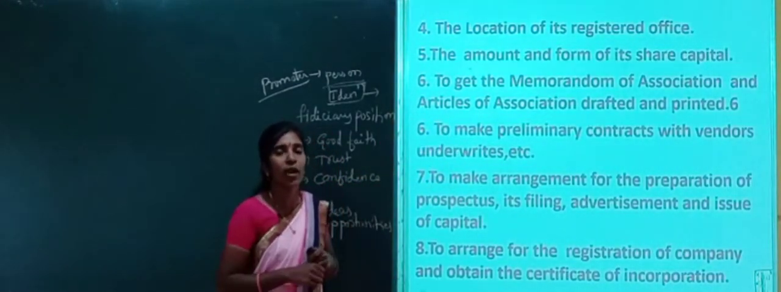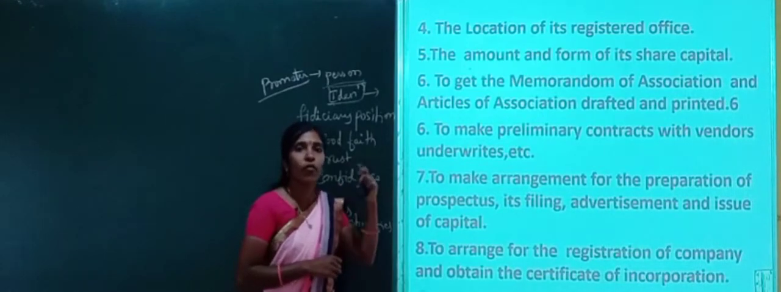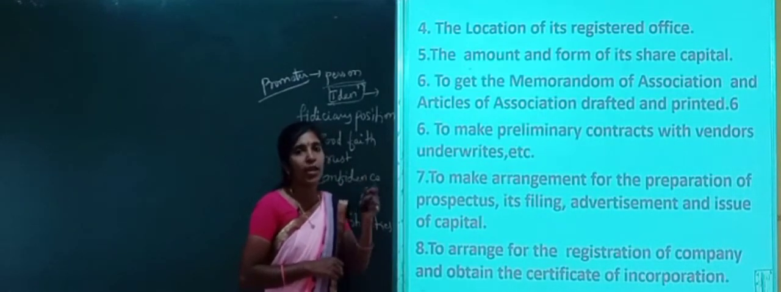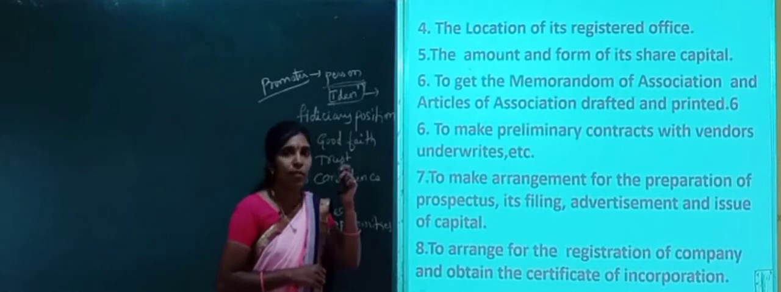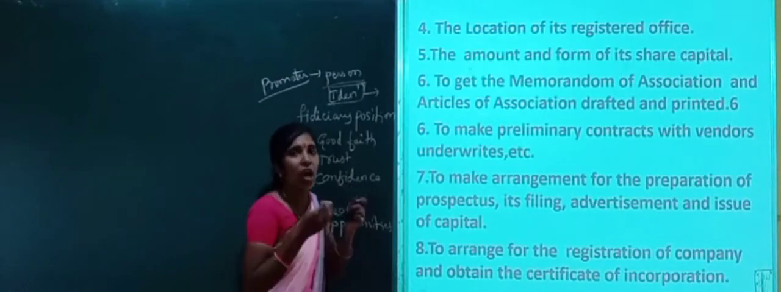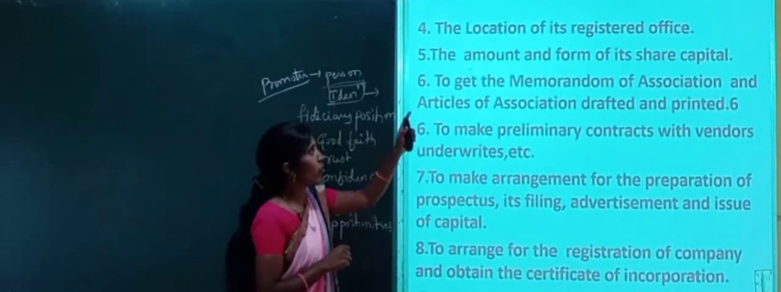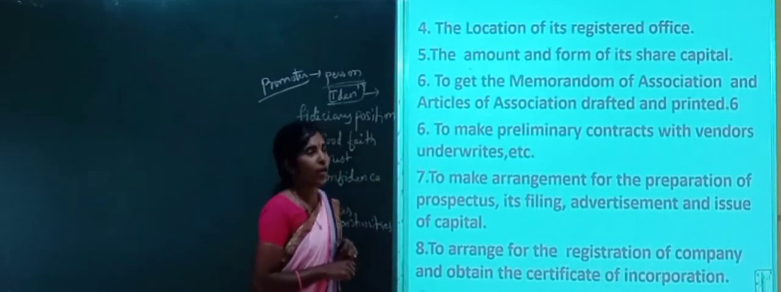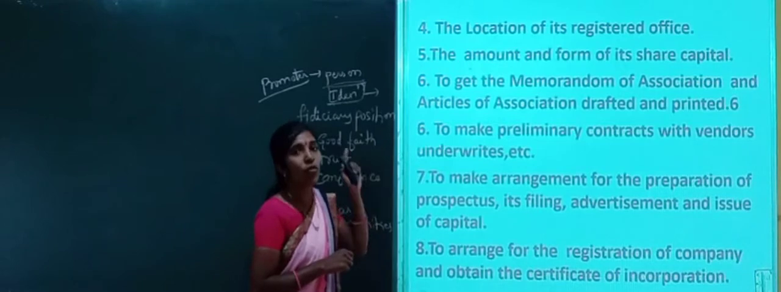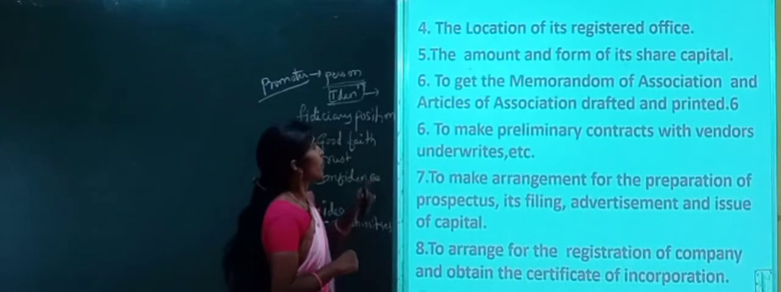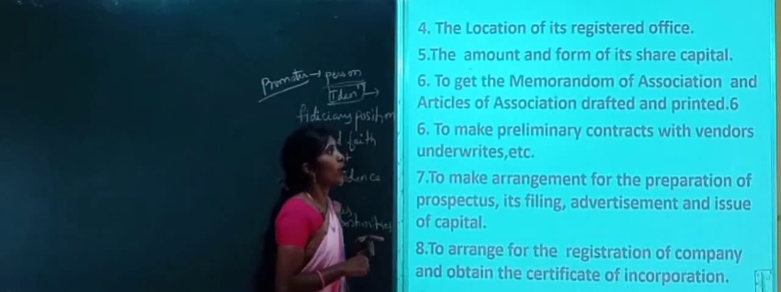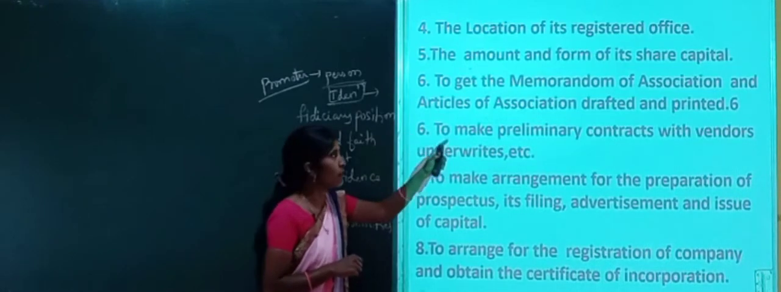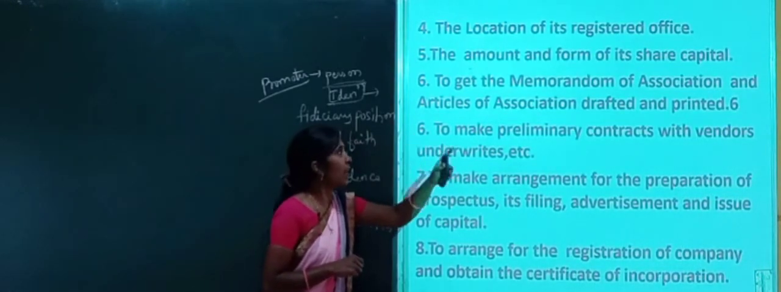By means of only equity shares, authorized capital, by means of preference shares, by means of debentures, retained earnings. In whichever way your share capital amount is in a company, that is the amount and form of its share capital. And that should also be decided by the promoter only. And next one, to get the memorandum of association and the articles of association drafted and printed.